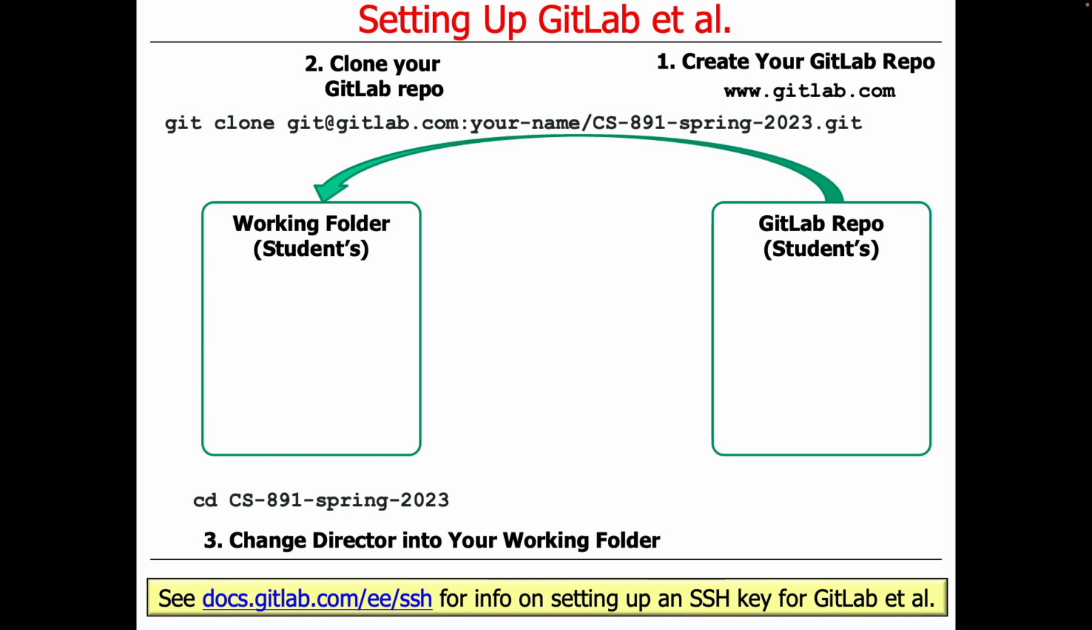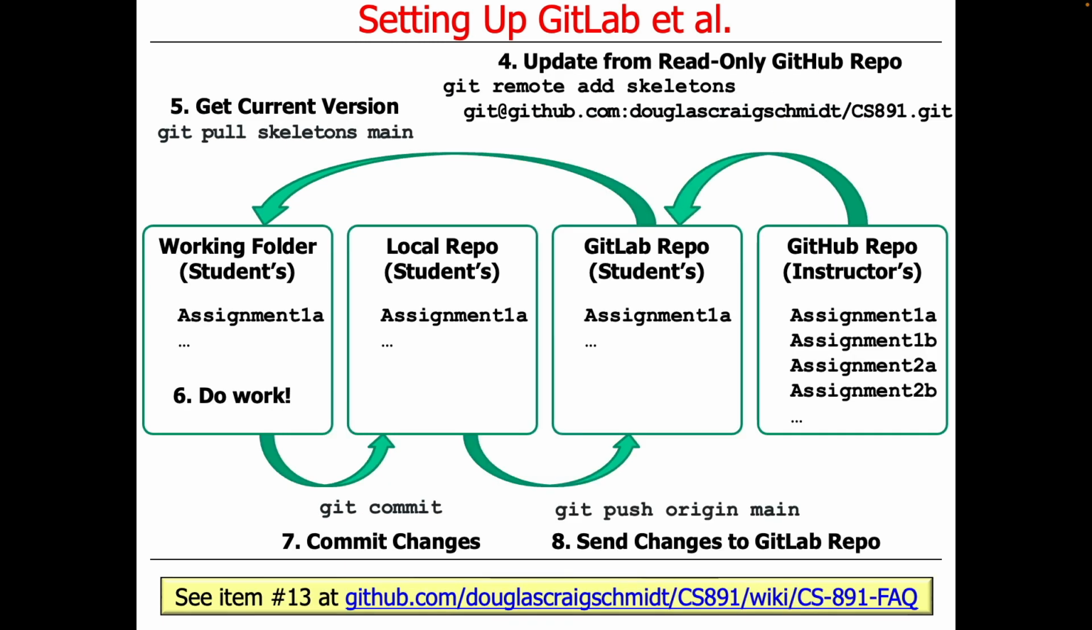Now, another thing to note, you're going to have to create an SSH key prior to doing almost any of this stuff. That's when you set up GitLab in the first place, and here's some instructions for how to do that. So once you've cloned things, then you can go ahead and change the directory into that folder. So now you're in your folder.